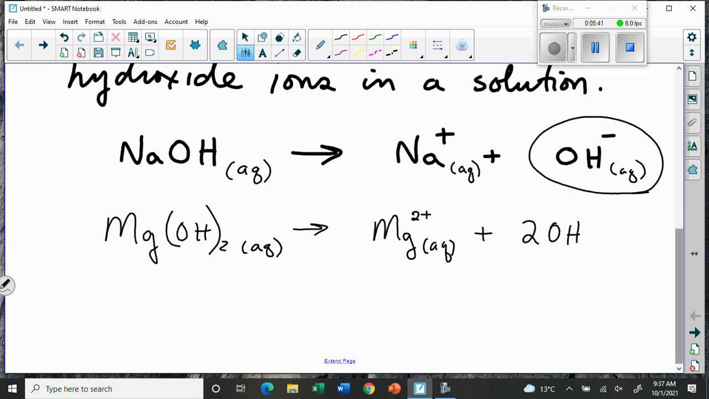We have to balance it with 2 hydroxide ions. So anything can do this: magnesium hydroxide, sodium hydroxide, potassium hydroxide, calcium hydroxide, iron 3 hydroxide, tin 4 hydroxide, anything that has that hydroxide ion in it, as long as it's able to be released.